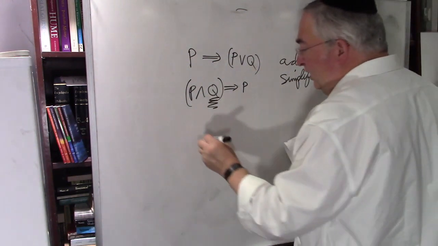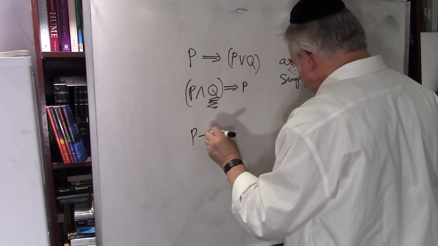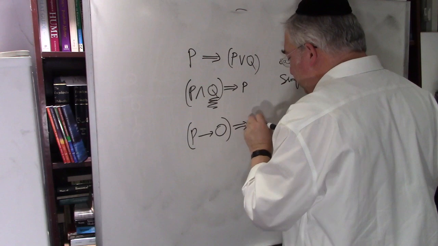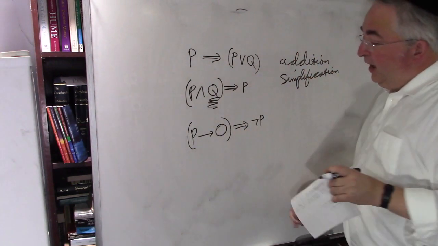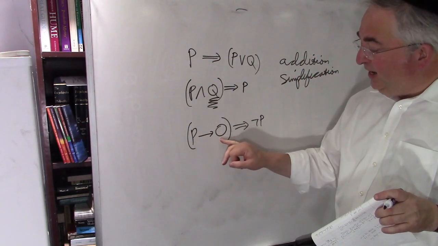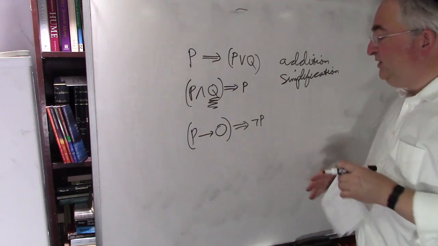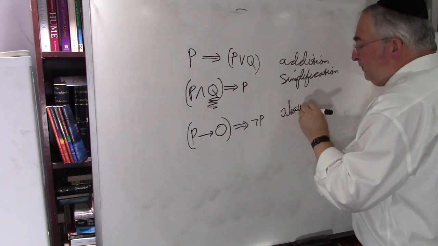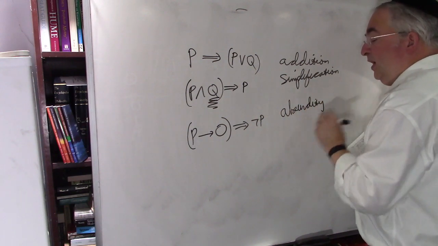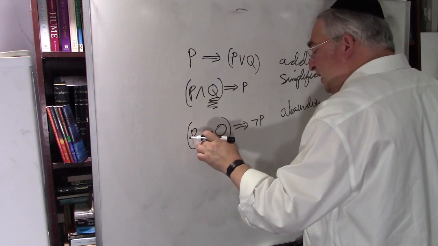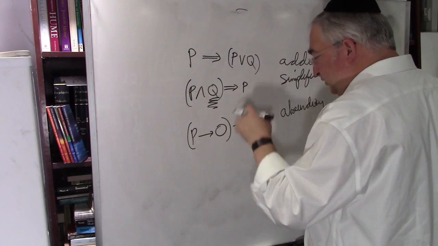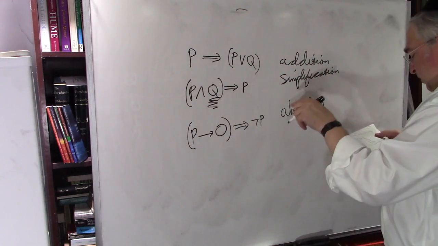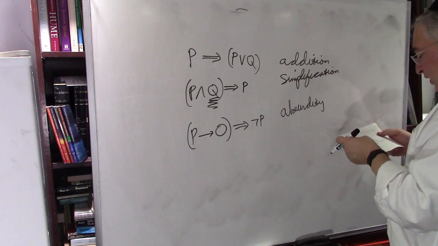Okay, let's do another one. P arrow false logically implies not P. Look, if I assume P and I get a contradiction, that means that P is false. This is called absurdity. If you say the moon is made out of green cheese, that gives me a contradiction. Okay, then the moon is not made out of green cheese. Okay, modus ponens, modus tollens is also in there.